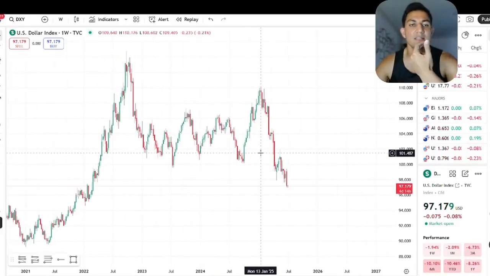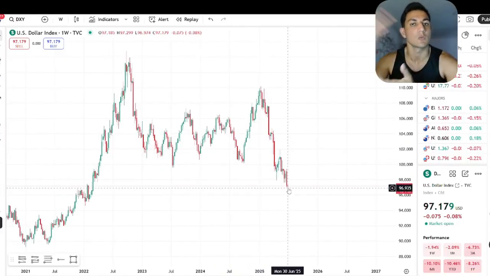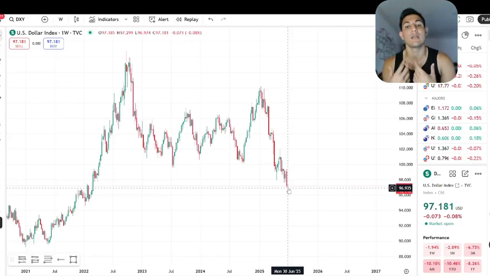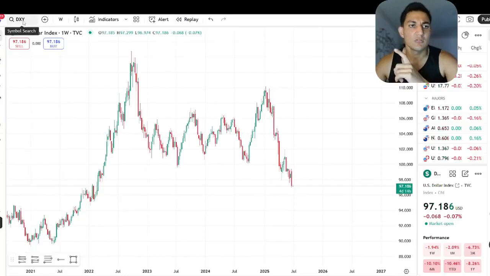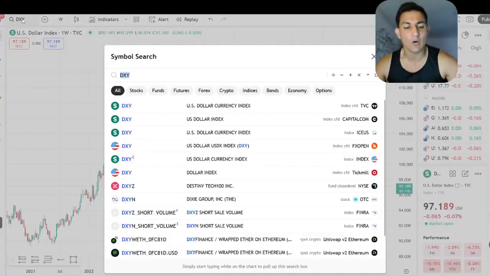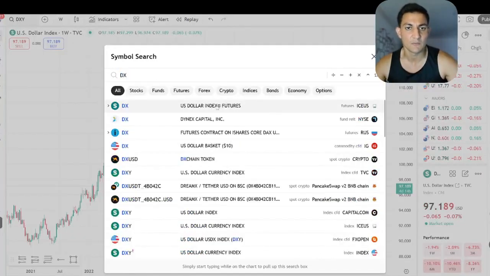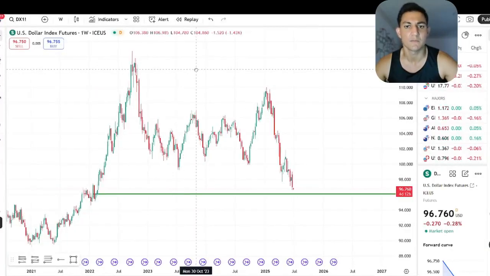But when the dollar starts to drop, gold will go up massively, right? People will move their money away from dollar into gold, because gold is seen as the store of value. But anyway. Here we are on dollar, and most people use Dixie, and I used this for a long time, but instead what I've found is if you type in DX, you should get this, US dollar index futures. Now, don't worry, you don't have to pay for the data or anything.